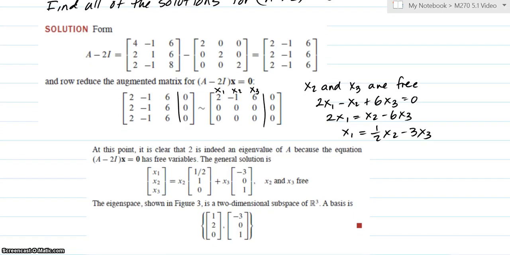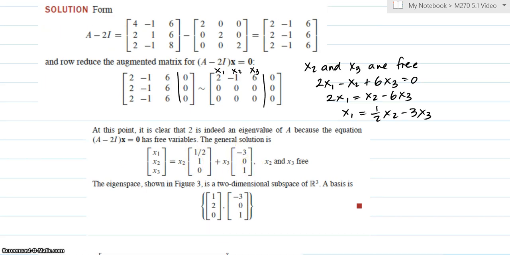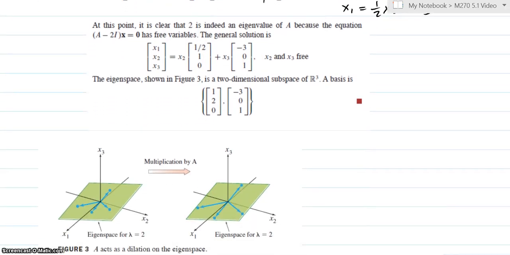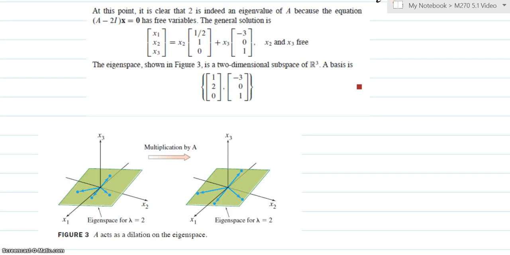This is our solution. They just decided to multiply this by 2 because they could. You could have used these two. That would have been fine. This is what it looks like. It's a plane instead of a line. This is the eigenspace for lambda equals 2. And when we multiply it by A, it's just going to be a dilation, expand it.